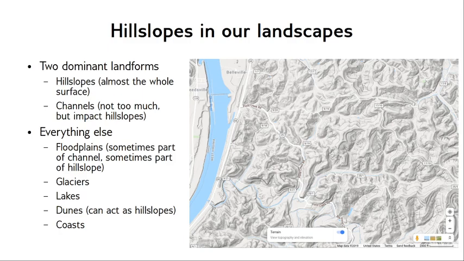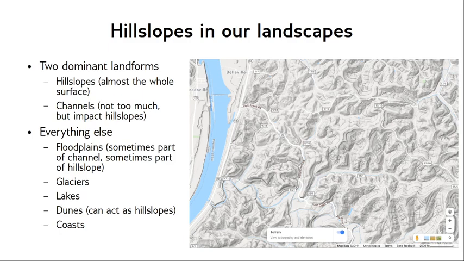So we have hillslopes and channels in this landscape, and there are some other landforms as well. There are things like floodplains, which you can see along the Ohio River on the western side of this image. North is up in this image. There are both floodplains and river terraces, which are ancient abandoned floodplains. And then on top of that, there are glaciers and lakes and dunes, which can act as hillslopes, and coasts. There are a number of other things we talked about back in the geomorphic process domains section.